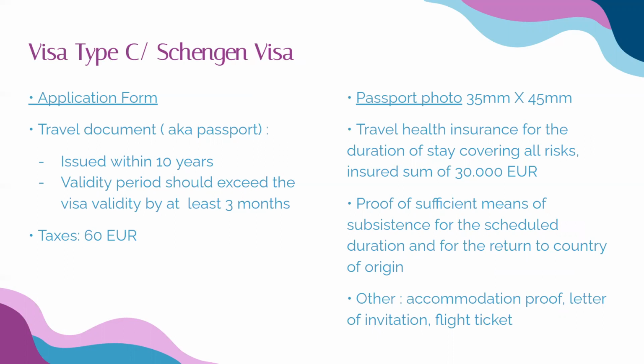Also, the EP will most likely need to pay 60 euros as taxes, and they would need to have a passport photo with 3.5 to 4.5 centimeters. They should have a travel insurance for the duration of the stay, covering all risk and insured sum of 30,000 euros. And proof of sufficient means of subsistence for the scheduled duration and for the return of the country to the country of origin.